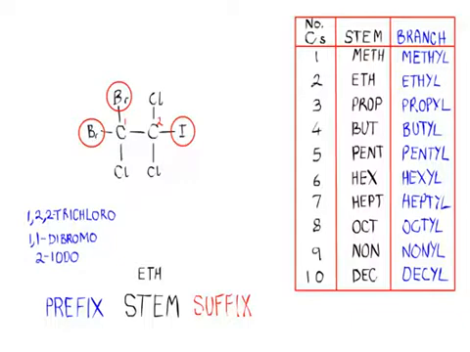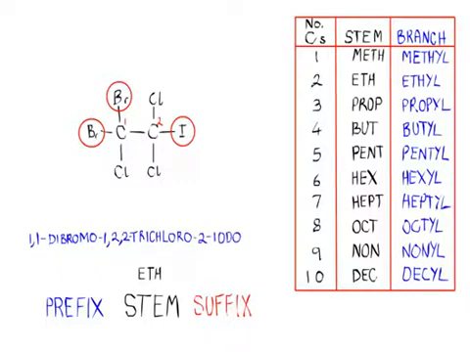Now we place these groups in alphabetical order, and we ignore the prefixes of tri and di that go before the group names. So we start with the bromines, then the chlorines, and finally the iodine. The compound is a haloalkane, an alkane with halogens, so the suffix is -ane. 1,1-dibromo, 1,2,2-trichloro, 2-iodo-ethane.